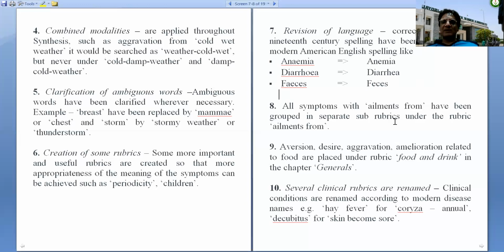All symptoms with ailments from have been grouped in separate sub-rubrics under the rubric ailments from. So these are the causative rubrics which are added in synthesis in the form of ailments from. This is very important. You must understand this point. Then aversion, desire, aggravation, amelioration related to food are placed in the food and drink in the chapter generals.